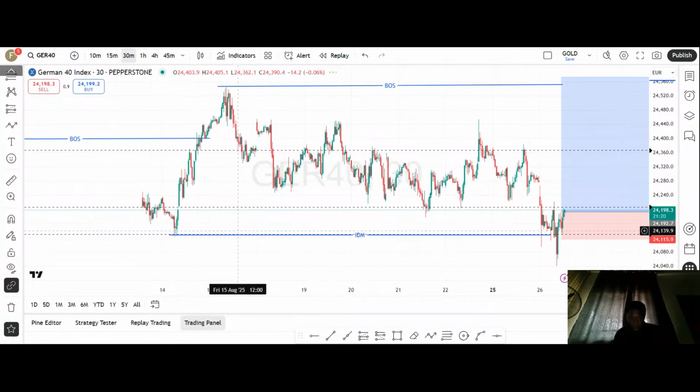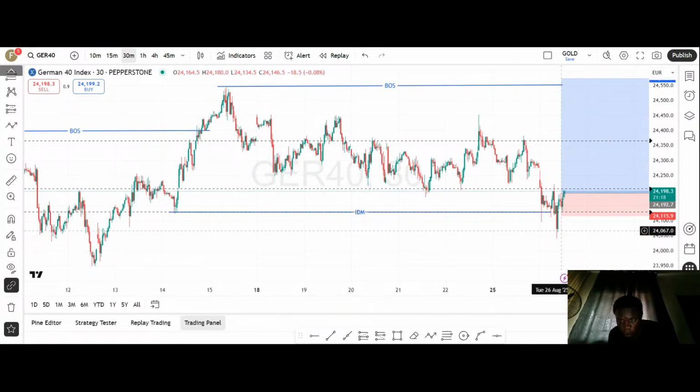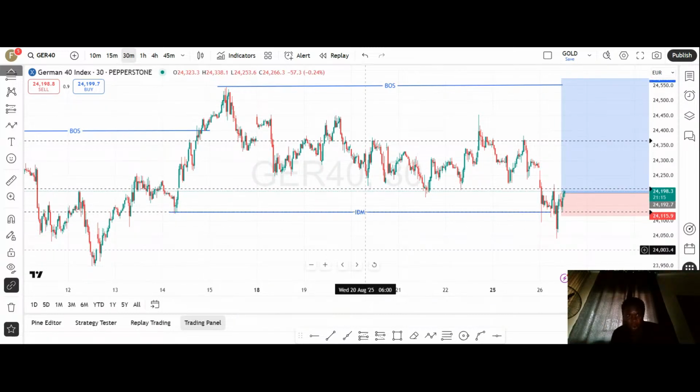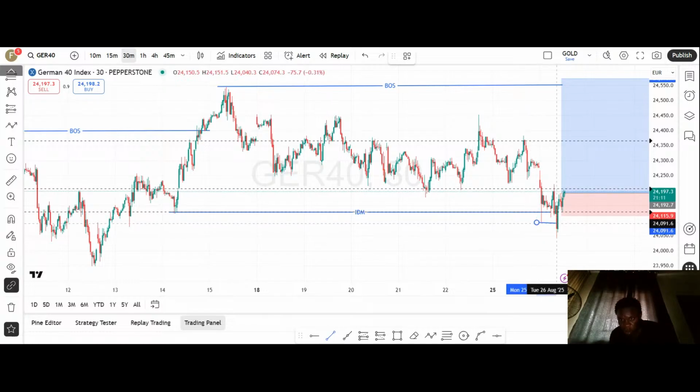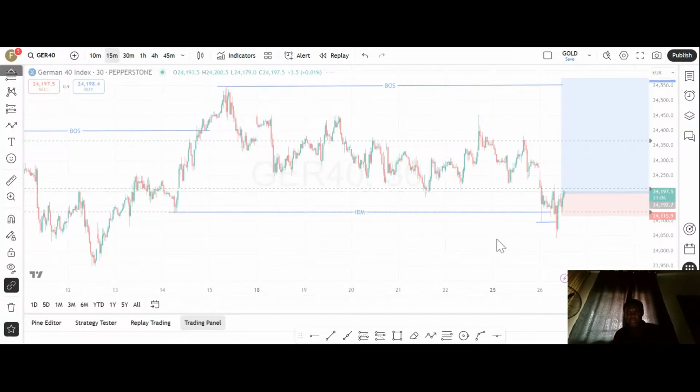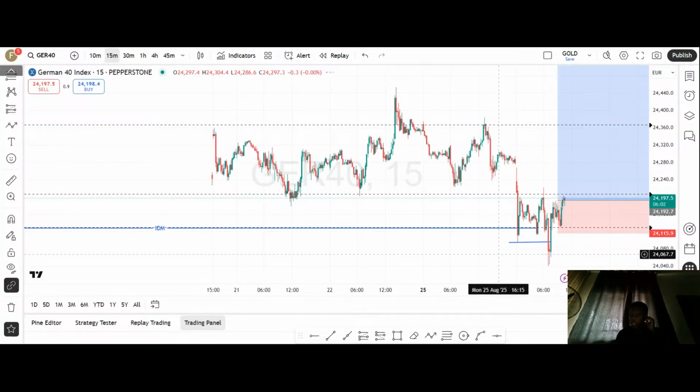So this is an inducement, right? What happened? It has been taken out with a body bar, see the body bar on a higher time frame. This is the 30-minute time frame. It has been removed with the body on a 30-minute time frame. So what do I want to look out for? I want to look out for a trend line breakout. Listen to me, a trend line breakout.